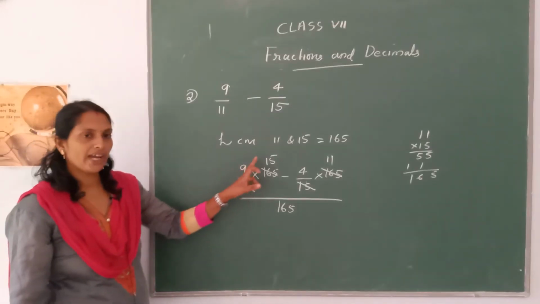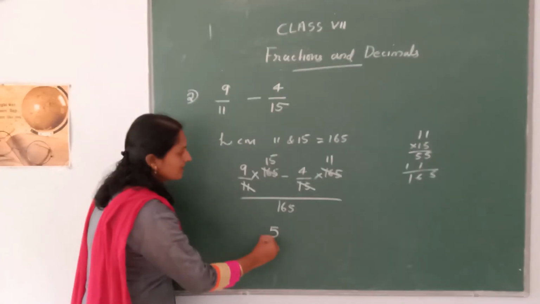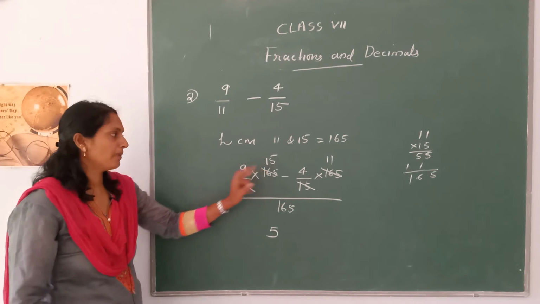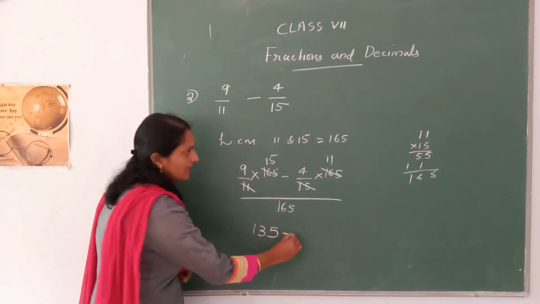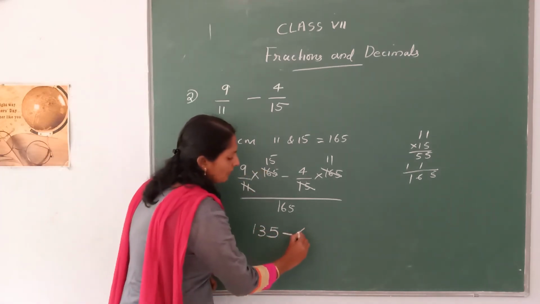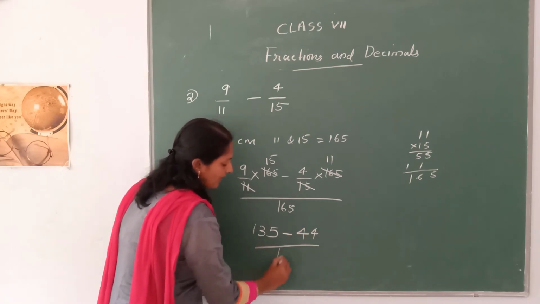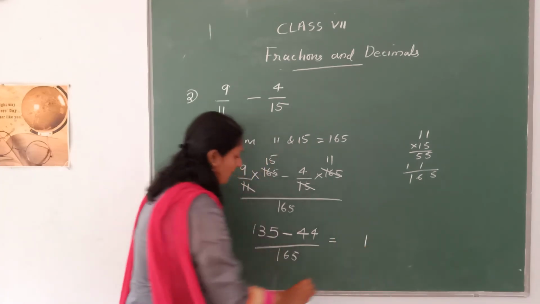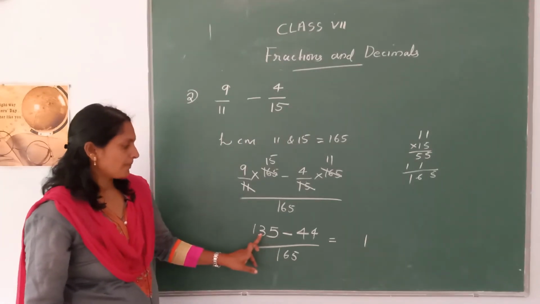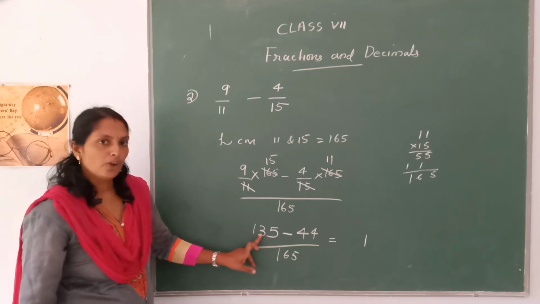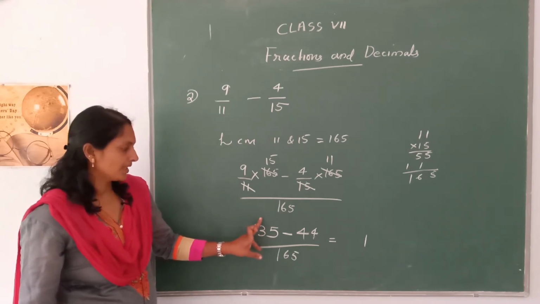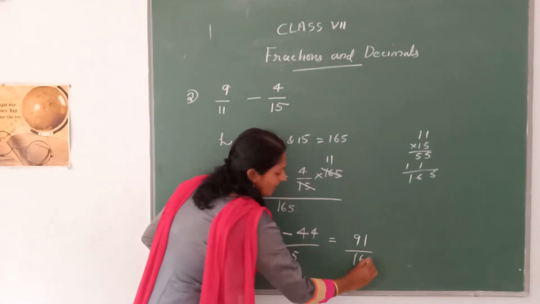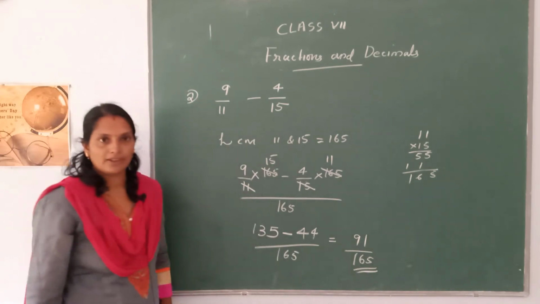Then you multiply 9 and 15, that is 9 5s are 45, carry over 4, 9 1s are 9, 9 plus 4, 135, minus 11 into 4, that is 44, whole divided by 165. That is equal to 5 minus 4, 1. Can you subtract 4 from 3? No. Then you borrow from that, this becomes 13. 13 minus 4, that is equal to 9, 91. Then 91 divided by 165. That is the answer.